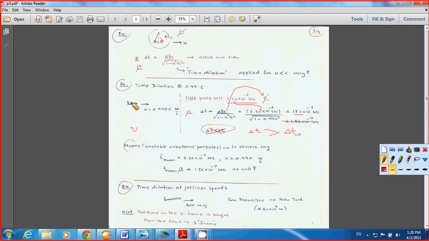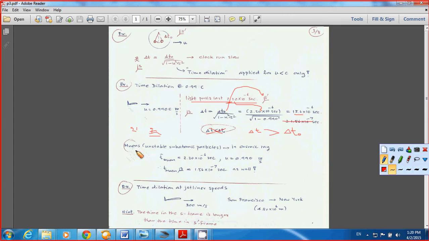This means the time here is shorter than the time that you see the light pulse last. So it lasts longer on the Earth, when compared to the light pulse, which will last shorter on the spacecraft.